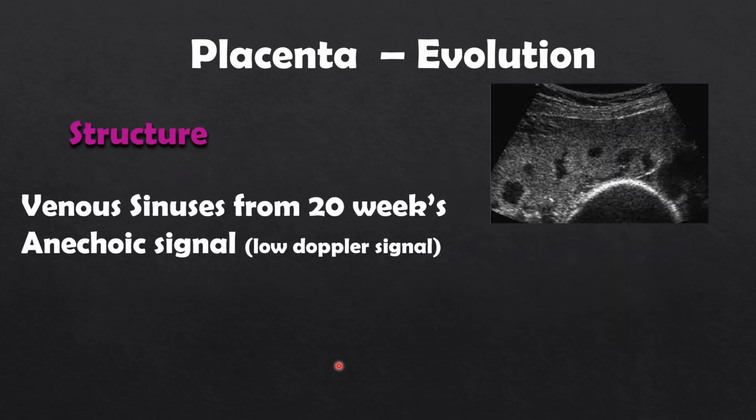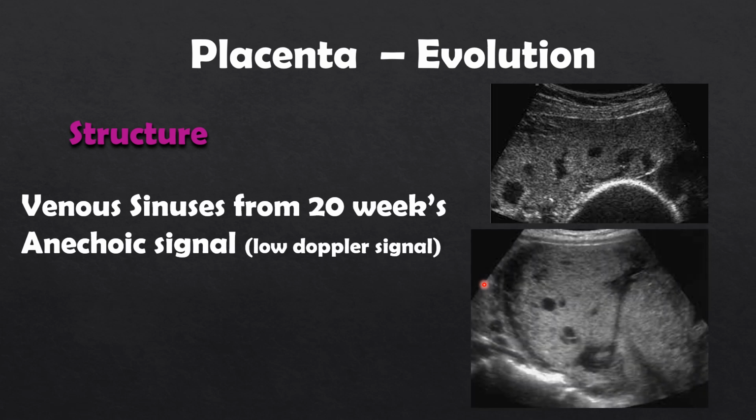During the second trimester, venous sinuses begin to appear, which are easily visualized in the placental tissue. These sinuses are only weakly filled on Doppler imaging. Later, they become more distinct because of the hyperechogenic appearance of the placenta. These venous sinuses remain easily visible along the pregnancy.